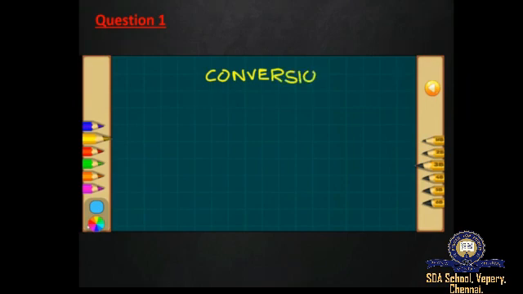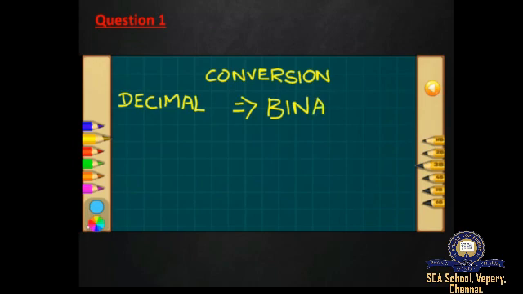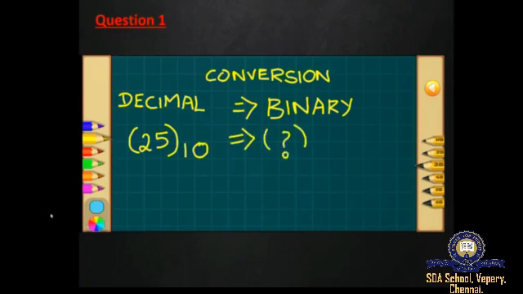The first question is we have to convert a decimal number to binary number that we know. Do along with me, take your classwork and do. Now 25 with the base value 10 is our question. We have to find the binary equivalent for 25.